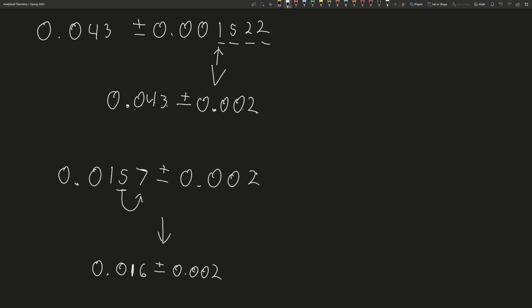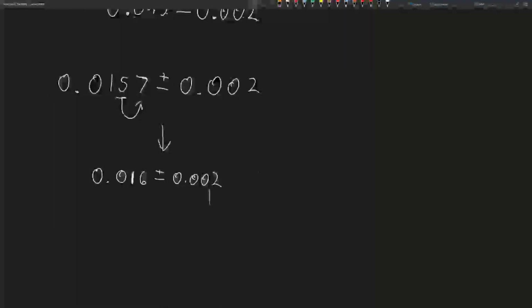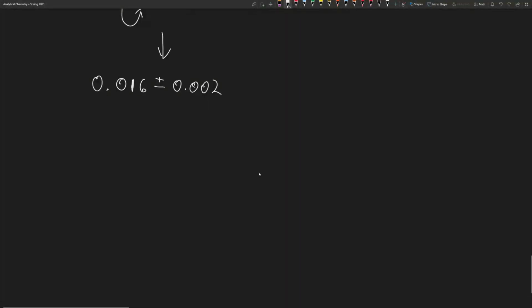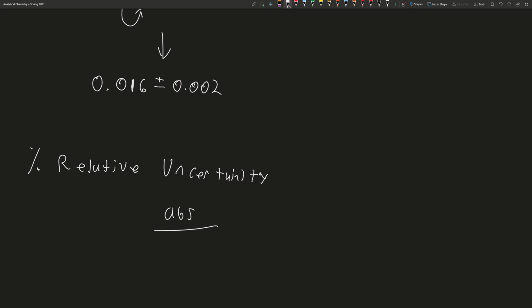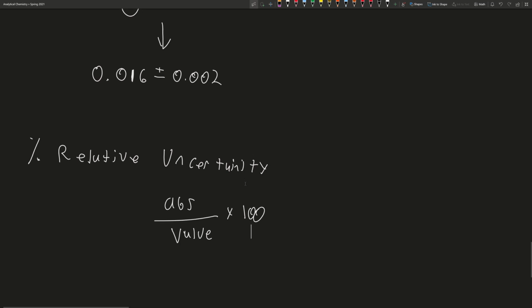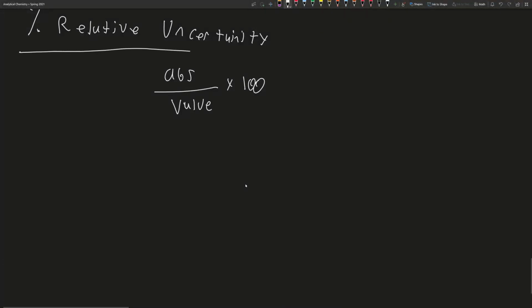That's pretty much it. These are all examples of what are known as absolute uncertainty. The next thing we're going to do is talk about percent relative uncertainty. This is the absolute uncertainty divided by the actual value it's attached to, multiplied by 100. So how do we go about doing that?